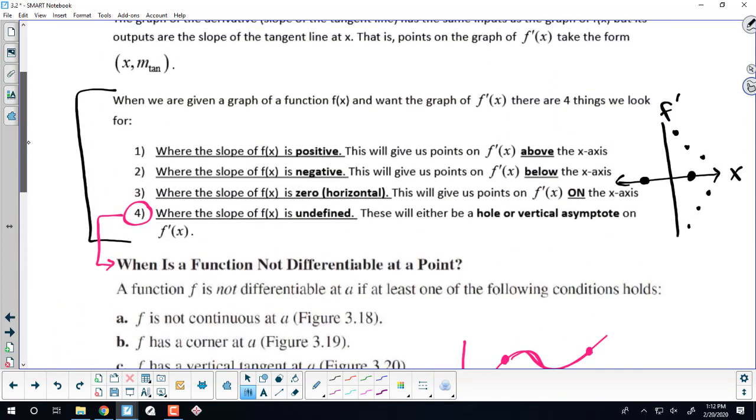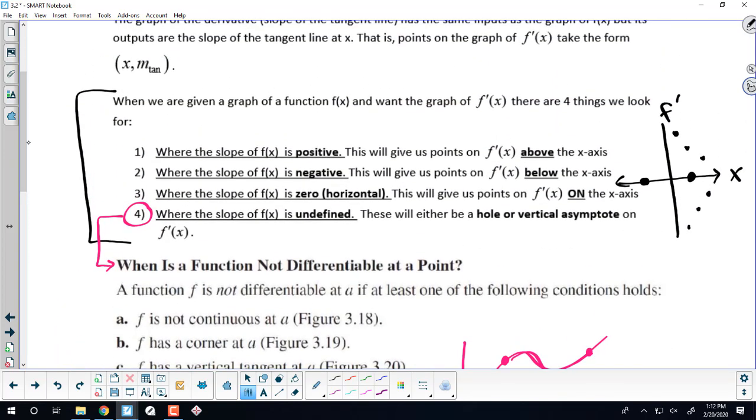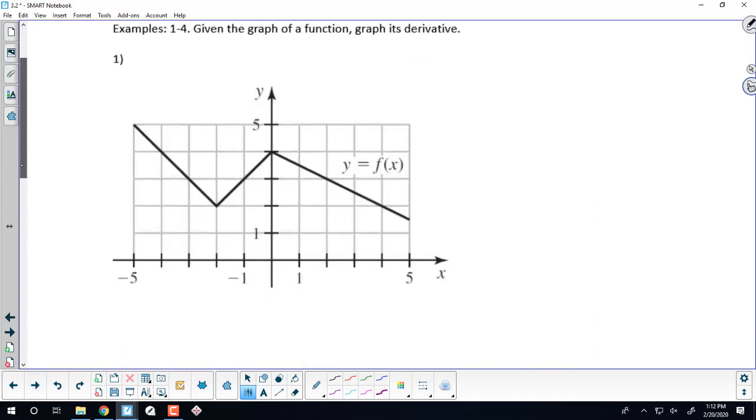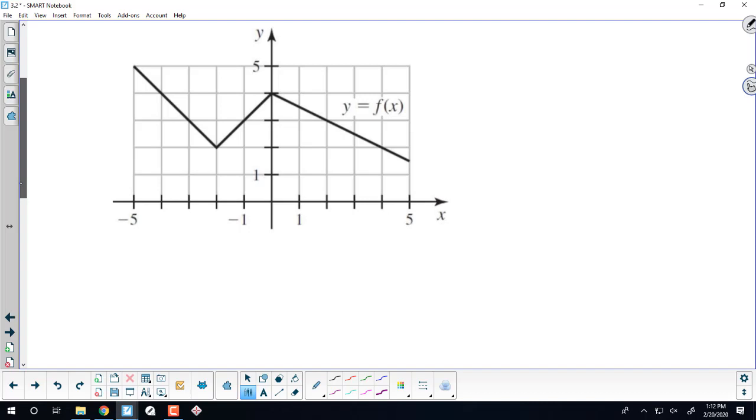So those are the things we're going to look at when we're graphing the derivative. It'll say, here's the function. What does the derivative look like based off of this function? So that's kind of all the nuts and bolts there. Let's look at some examples to make sense out of that.